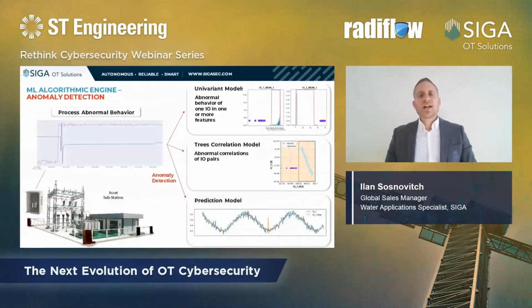Our anomaly detection engine is comprised of different types of models, variation models, correlation models, and prediction models that we created and developed in order to understand what is the normal behavior of a process and when an alert should be fired, in order to help operators understand when their process is compromised, again, either by a cyber attack or by an operational failure.